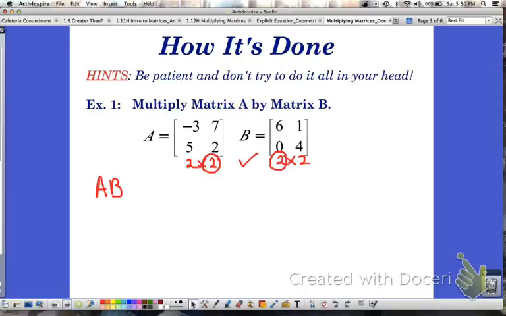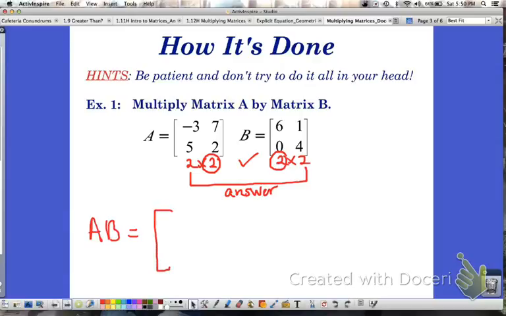I can multiply. But another important piece is that the dimensions of the answer are going to be equal to the number of rows of the first matrix times the number of columns of the second matrix. So my answer is going to be a 2 by 2. Since I know my answer is going to be a 2 by 2, I'm going to draw out a little template of what it's going to look like. I know my answer is going to have a number there, a number there, a number here, and a number here. Now how I get those numbers, that's a different story. That's where it gets a little complicated, so I need you to be patient.